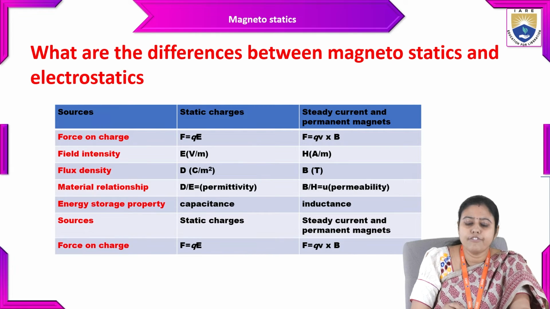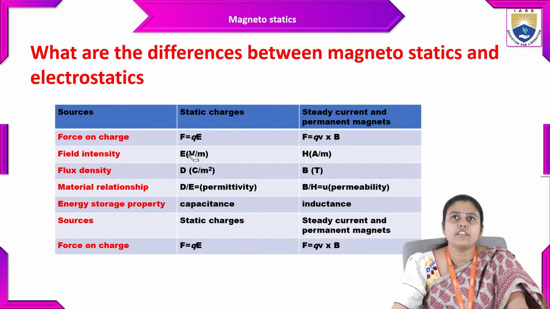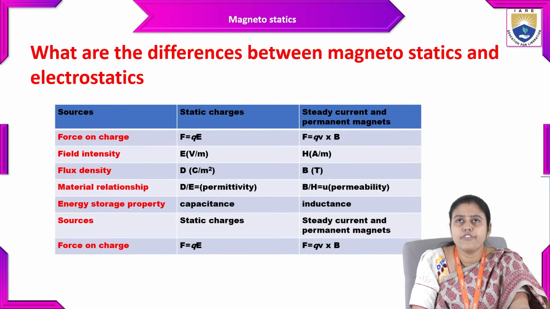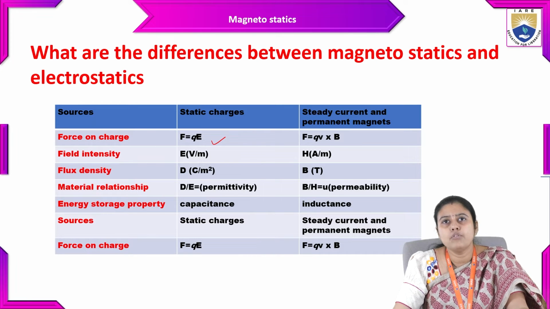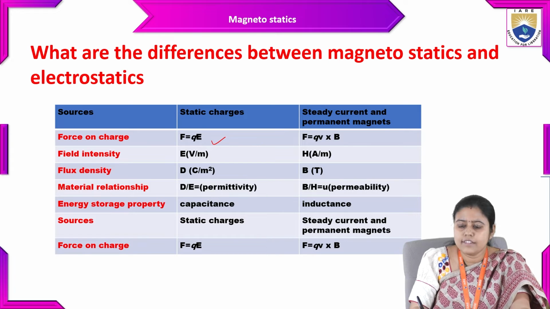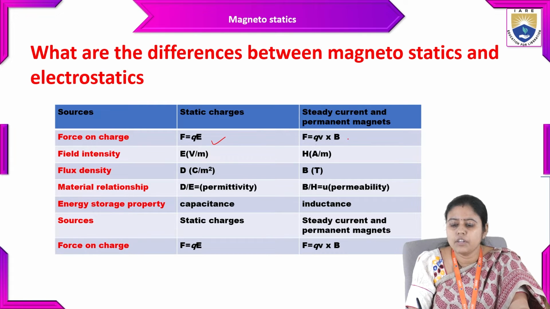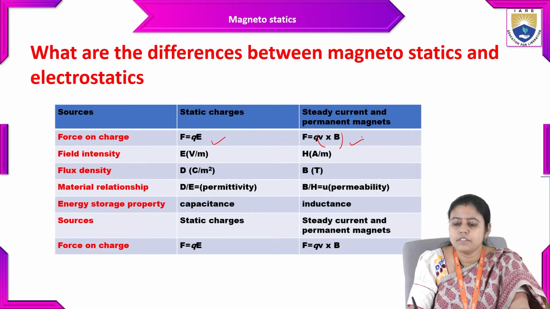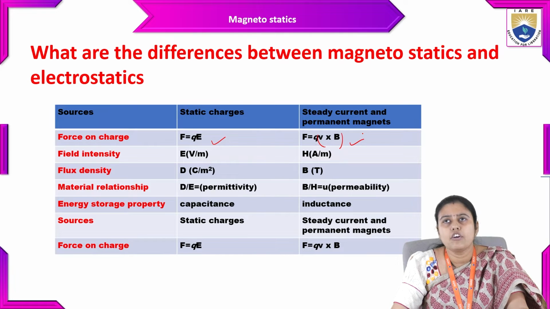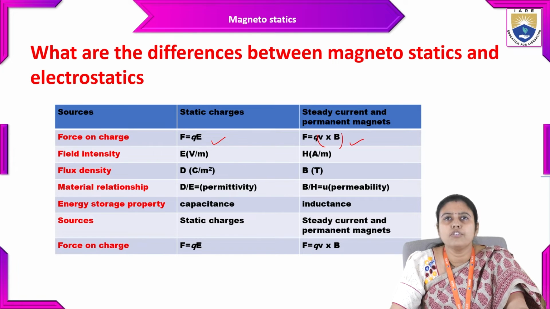Now, what is the force on a charge? In the case of the electrostatic field, the force on a charge is F equal to Q into E. Q is the amount of charge, and E is the electric field intensity. On the other side, it is F equal to Q V cross B. So this is the force on a charge due to the magnetic field.